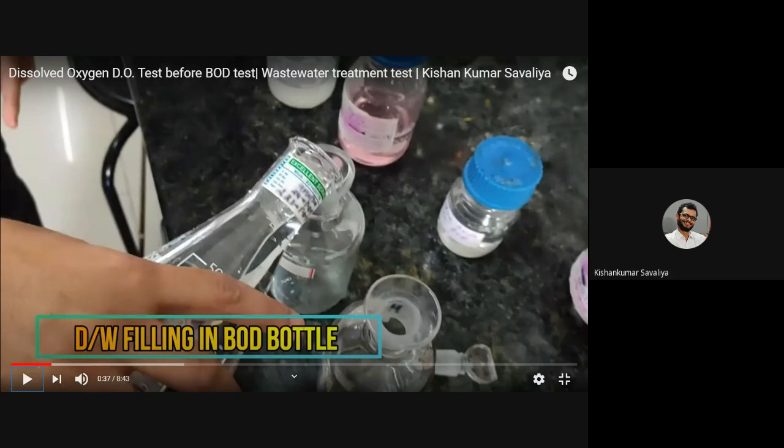DW is distilled water. So here DW is the distilled water. We are filling it in the BOD bottle. Here you can see the two BOD bottles. One is for the blank, and the second one is for the sample. So I am playing the video.